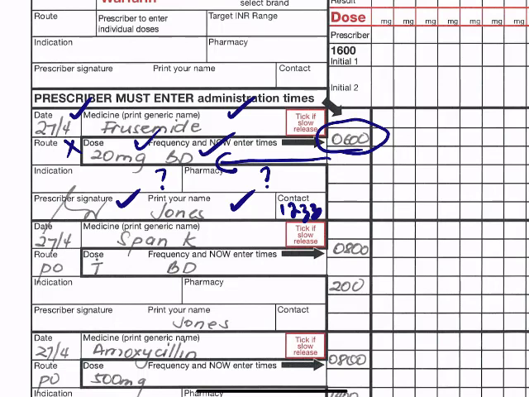In this case, we can see that it doesn't because the frequency says BD, which is twice a day, and we only have once a day time written down. So that would be another area. So we've come to furosemide, and we can see that there was no route with furosemide.